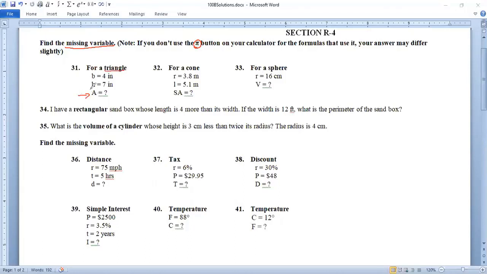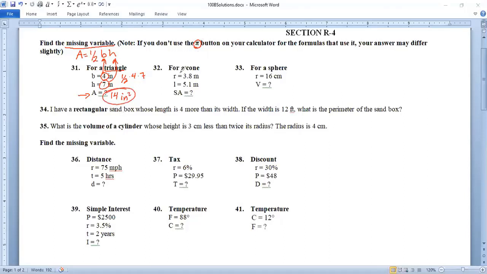So we look for the formula and we find A equals 1/2 base times height. Well, that's 4 goes in for B, 7 goes in for H, because that's what the B and the H are, and we have 1/2 times 4 times 7. That gives us 2 times 7 is 14. Now we're looking at area, so this is inches squared. Make sure we've got inches squared there.